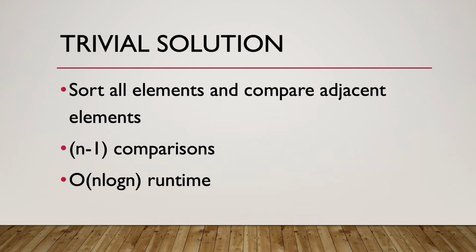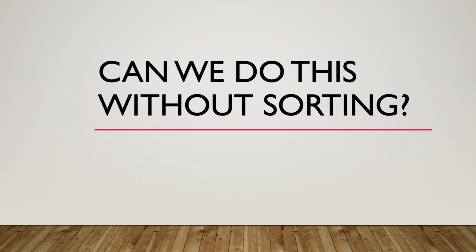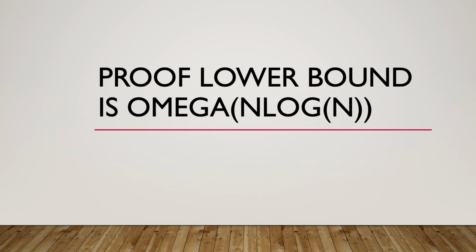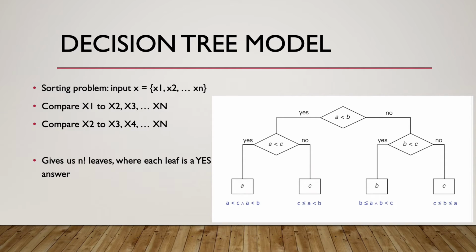And so the big question now is, can we do this without sorting? Or even better, can we condense our runtime down faster than n log n? What I'm going to be showing is the proof that the lower bound is omega n log n. What we're going to be doing is using a binary decision tree model with input x containing elements x1 to xn.